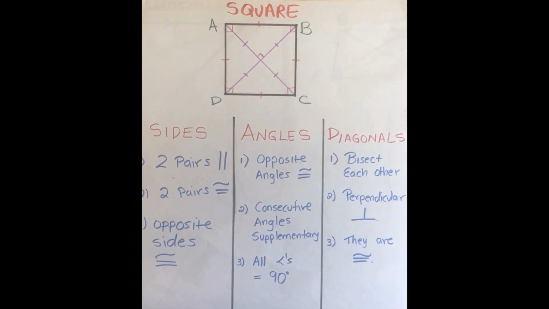Let's review now the properties of a square. Sides: you have two pairs of parallel sides, two pairs of congruent sides, and opposite sides that are congruent. For the angles, we have opposite angles that are congruent and consecutive angles that are supplementary. All angles equal 90 degrees. The diagonals bisect each other. They are perpendicular and they are congruent.